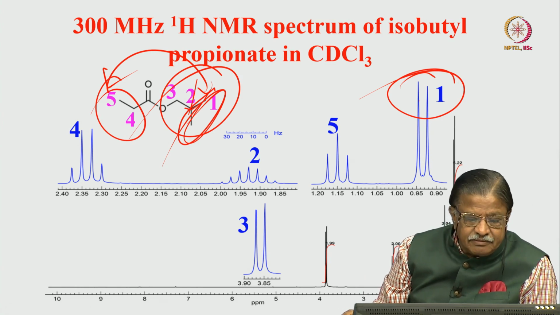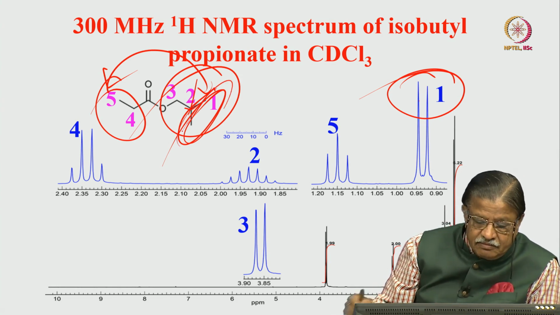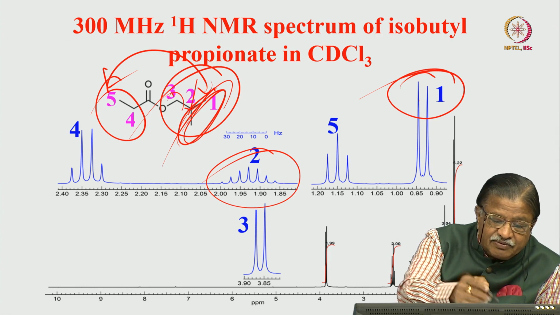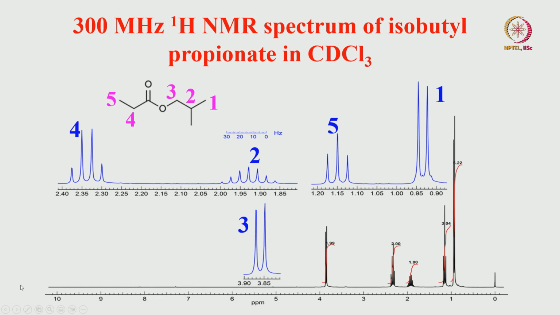Then what is the next one? This proton 2 has coupling with these 6 protons like this and coupling with this one, a very complex pattern. So, very easily you can understand that. What about proton 3? Proton 3 is a very simple thing. Because this is only a CH, a single H, whereas this is CH2, this is going to be a doublet because of coupling with the CH proton. So, this is a doublet, this is proton 3.